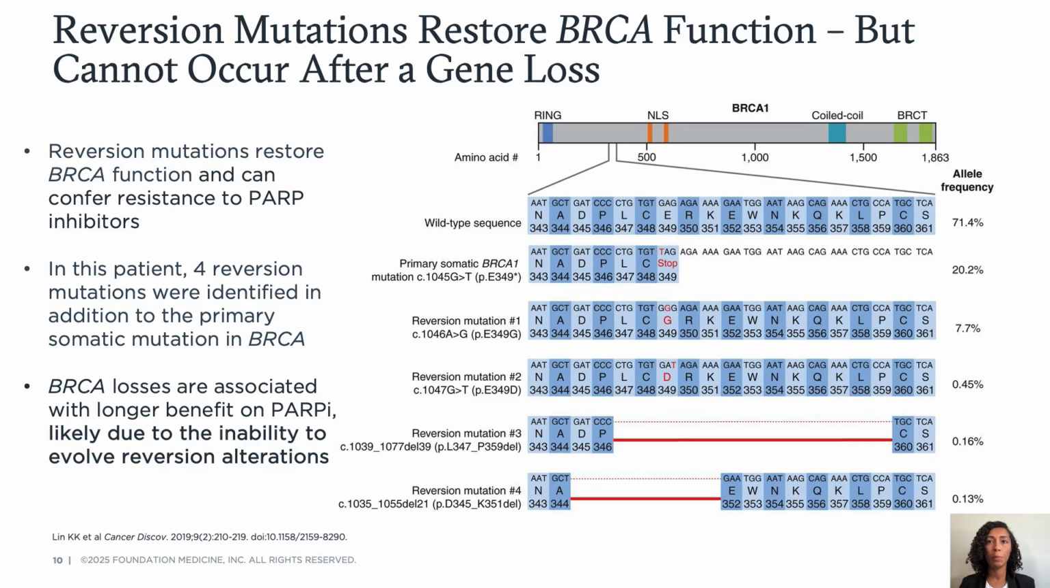So, in the setting of BRCA mutations, reversion mutations that lead to restored BRCA function have been linked to resistance to PARP inhibitors. In this patient case example on the right, 4 reversion mutations were identified in a liquid biopsy in addition to the primary somatic mutation in BRCA. BRCA copy number losses are associated with longer benefit on PARP inhibitor, likely due to the inability to evolve reversion alterations.